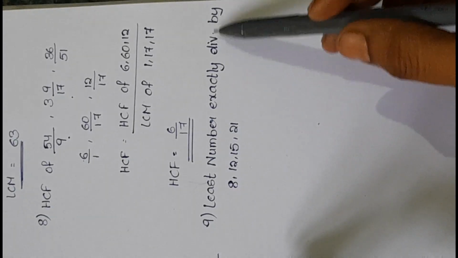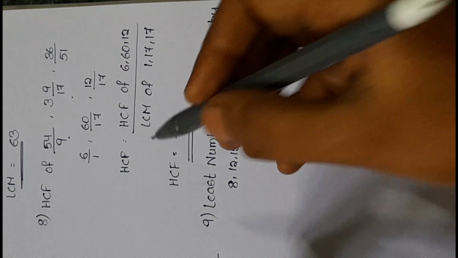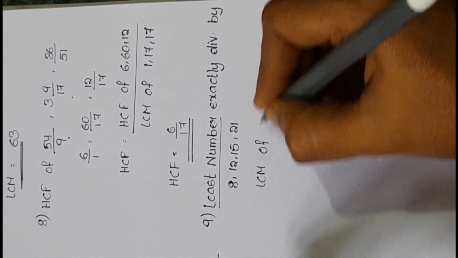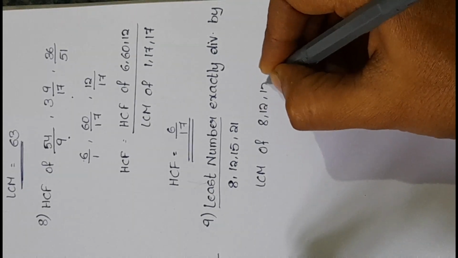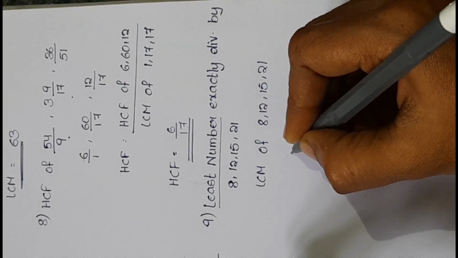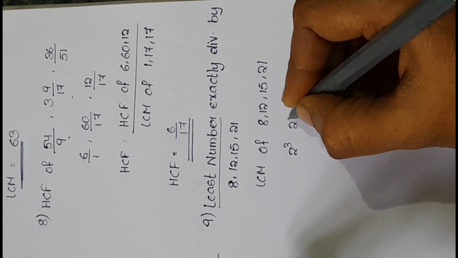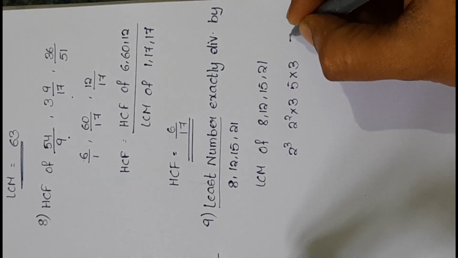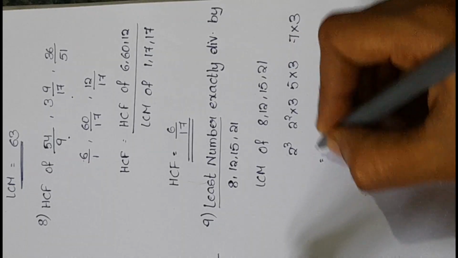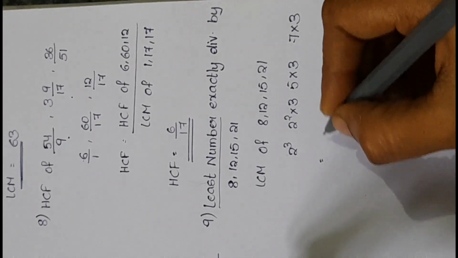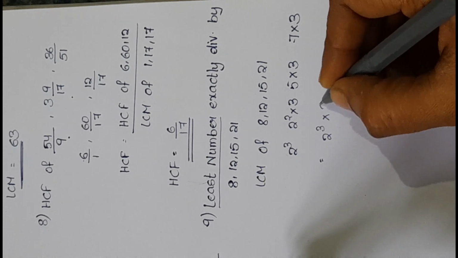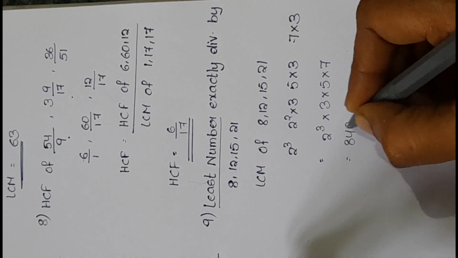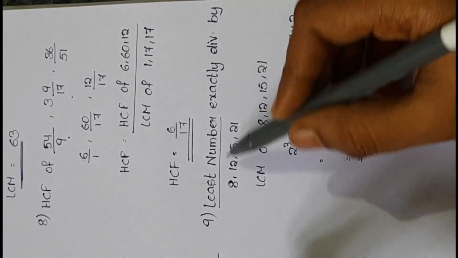Least number exactly divisible by 8, 12, 15 and 21. Here we should find the least number. So the required number is the LCM of 8, 12, 15 and 21. The factors of 8 are 2 power 3, for 12 it is 2 power 2 and 3, for 15 it is 5 and 3, for 21 it is 7 and 3. So we get the LCM by taking all bases with the highest power: 2 power 3 into 3 into 5 into 7, which is equal to 840. This is the least number exactly divisible by these numbers.